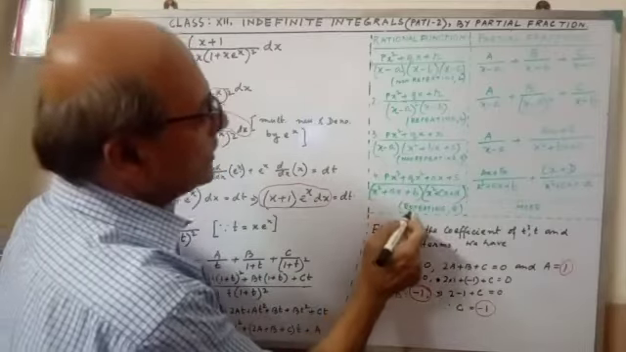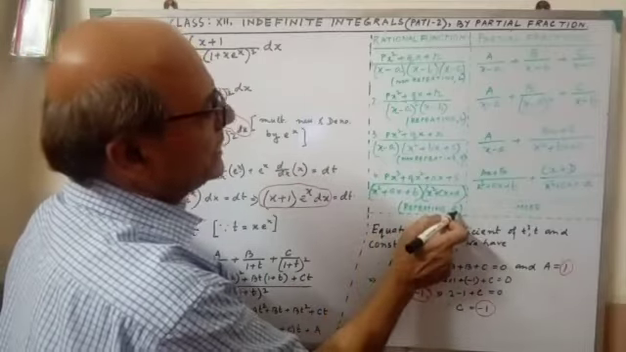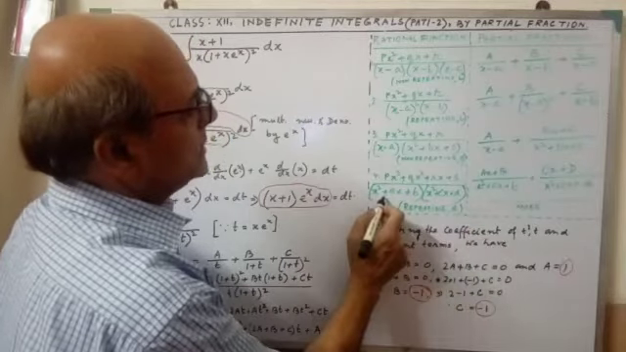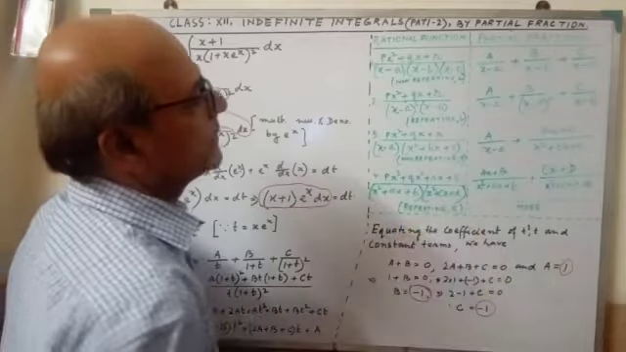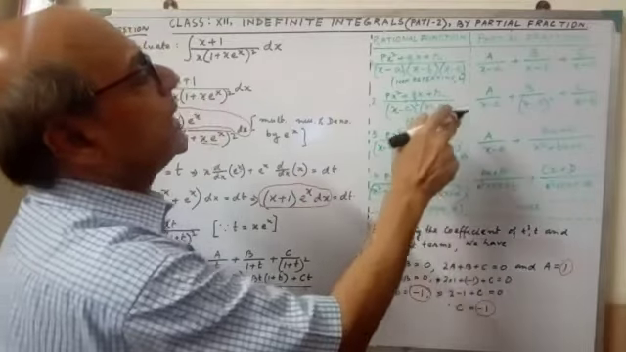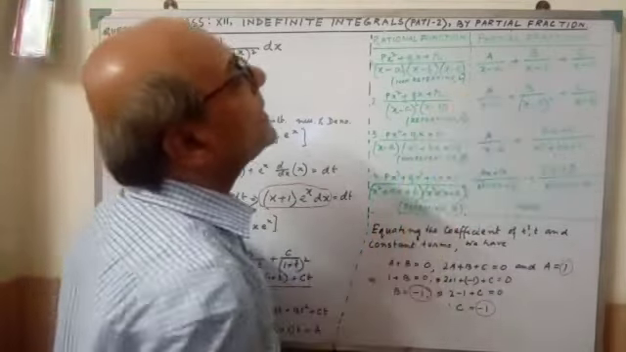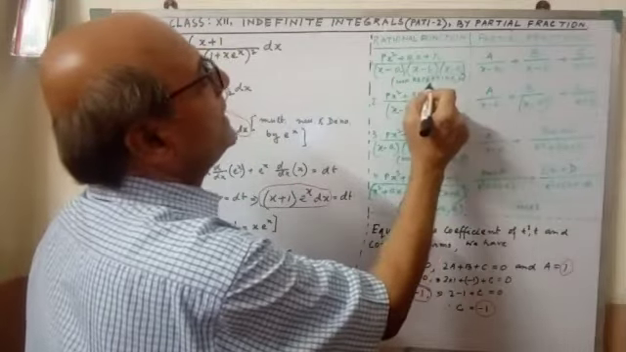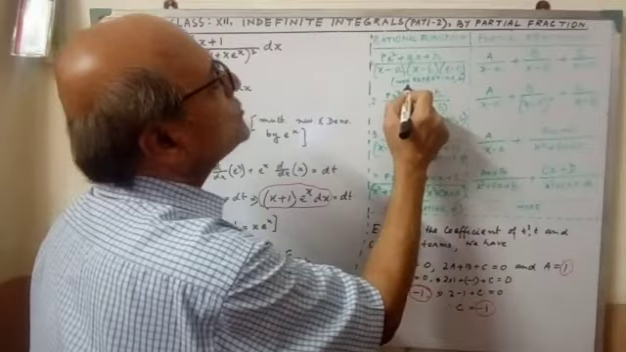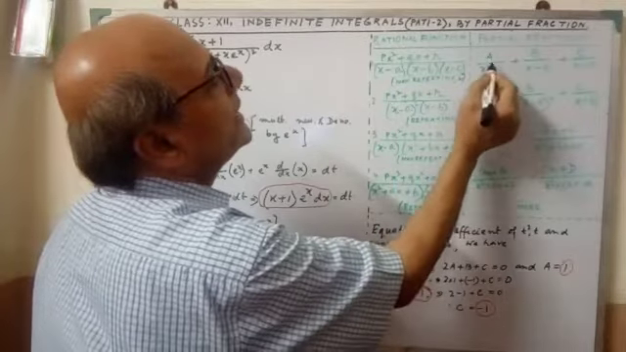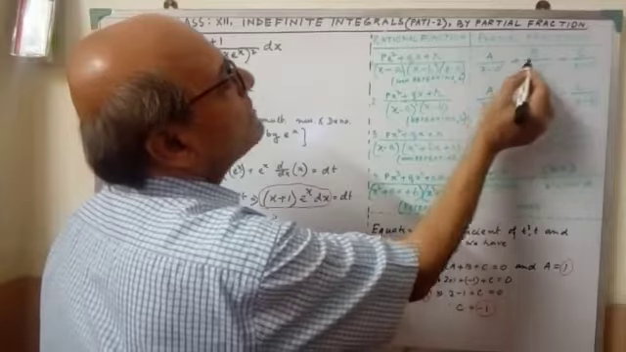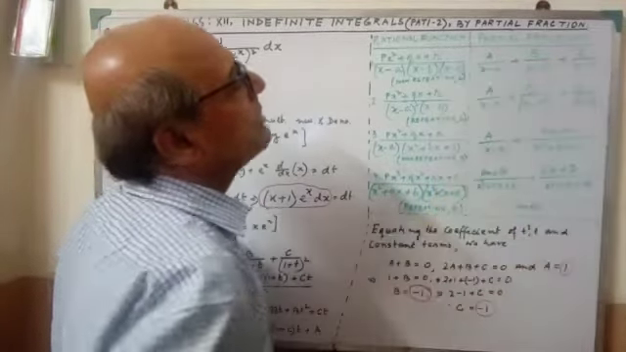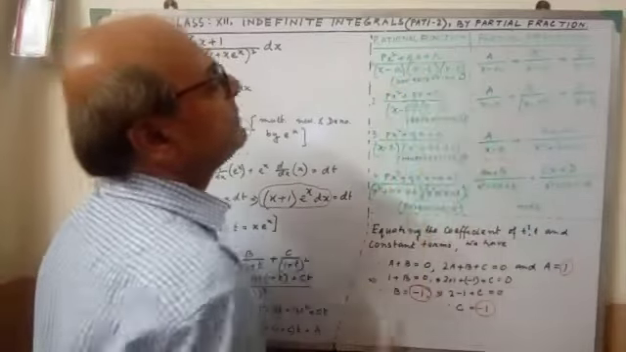And the repeating quadratic factor. This is the quadratic factor, this is the quadratic factor. How they break into partial fractions, you have to notice carefully. In the case of non-repeating linear, a by x minus a plus b by x minus b plus c by x minus c. This form you have to remember.